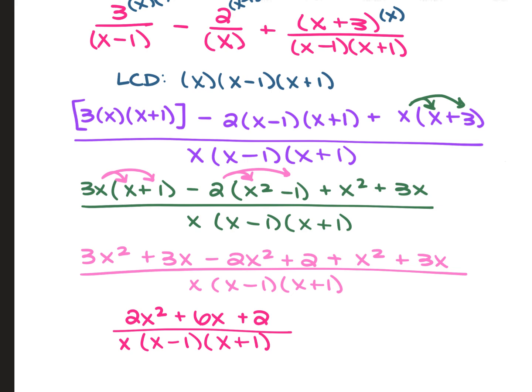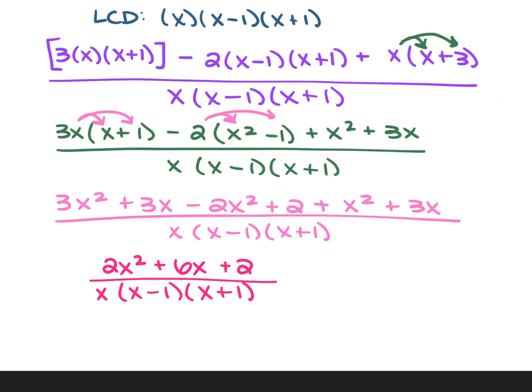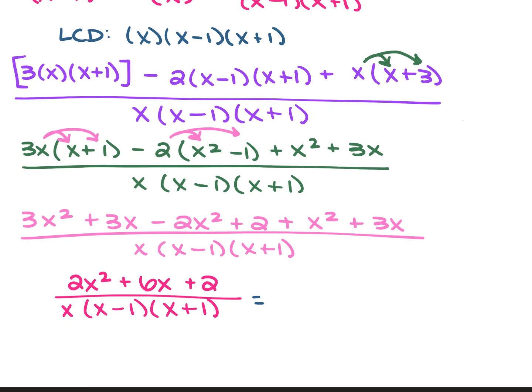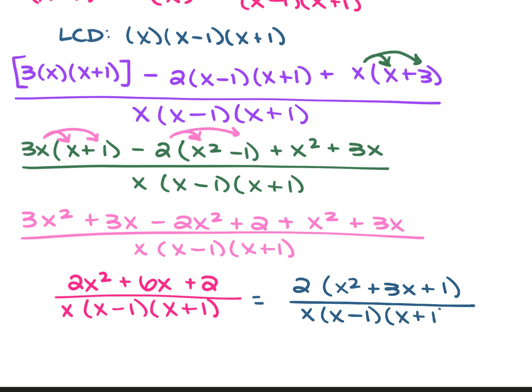You need to factor your numerator from here. You have a greatest common factor between all three of these terms, which is 2. So that factors to be 2 times x squared plus 3x plus 1, all over x times x minus 1 times x plus 1. Check to see if you can factor the trinomial now in that numerator. It's just x squared plus 3x plus 1. You do not have factors of positive 1 that add up to be 3, so you cannot factor that. That is your answer.